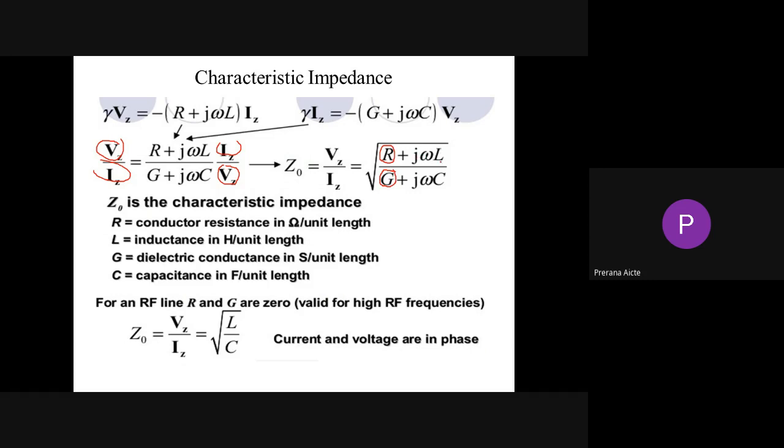Therefore, J omega L divided by J omega C. The J omega cancels, so it comes to L by C. Therefore, Z naught is equal to the square root of L by C. So the characteristic impedance depends on the square root of inductance and capacitance.